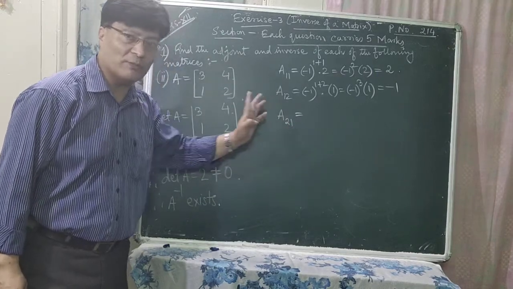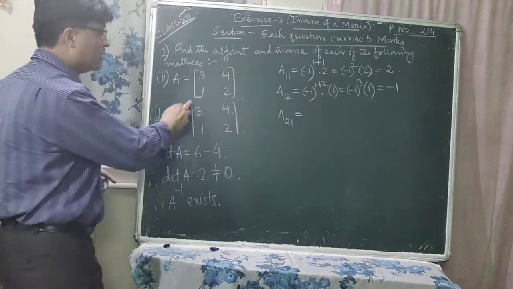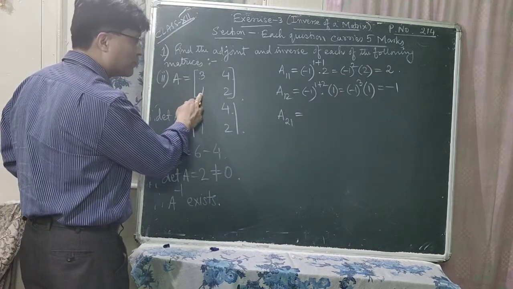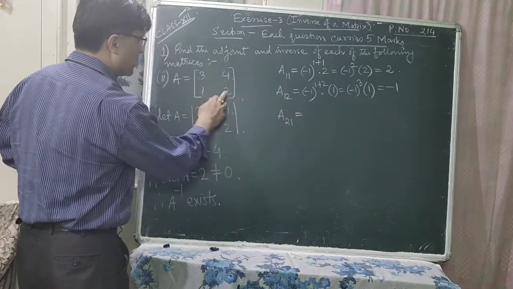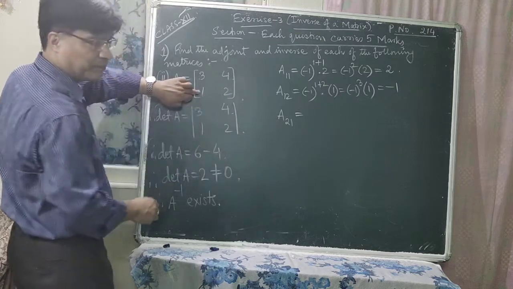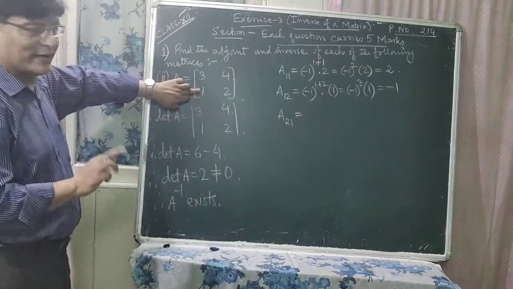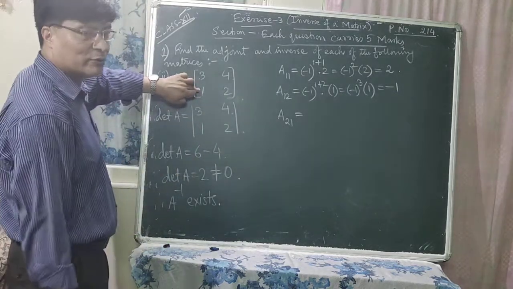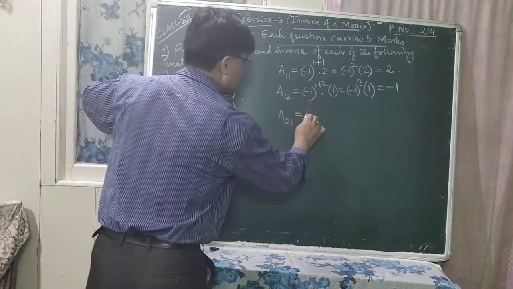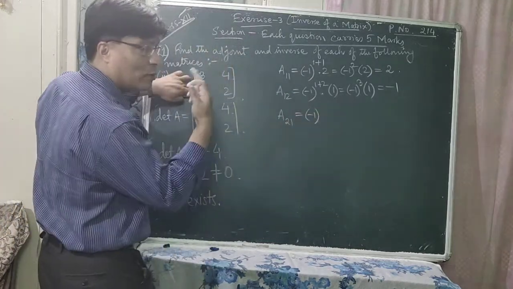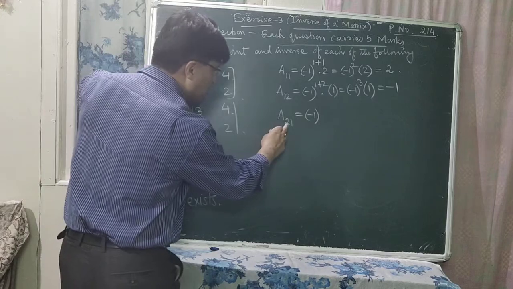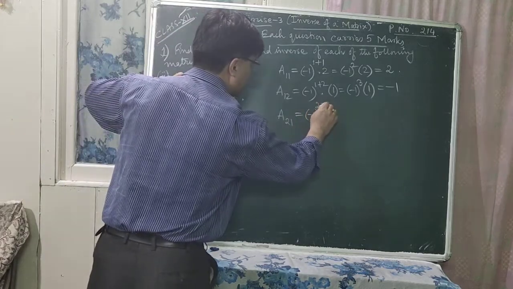row and first column. So which is the element here that belongs to second row and first column? Second row and first column. That means 1. Okay. So you have to get the cofactor of 1. First of all, you have to consider the sign. That is minus 1 whole to the power. What is there in the power? This 2 and 1. That is 2 plus 1.